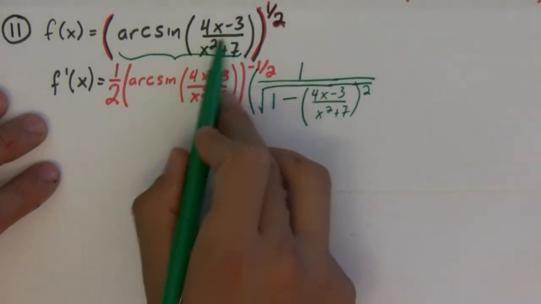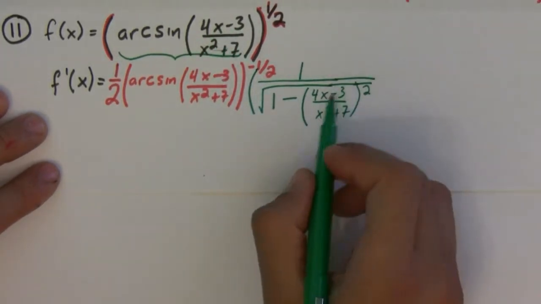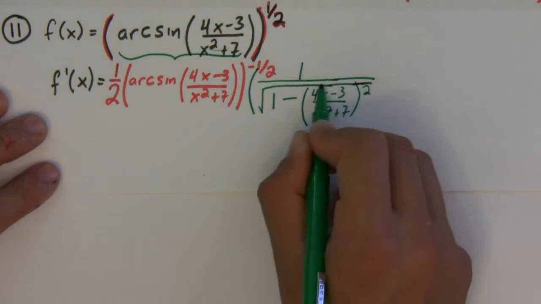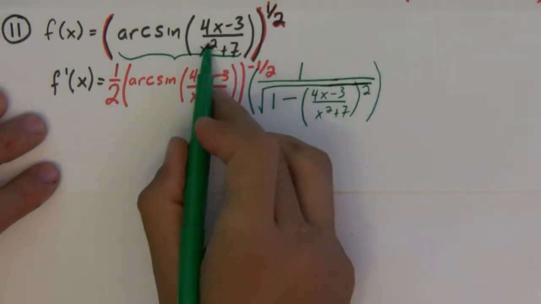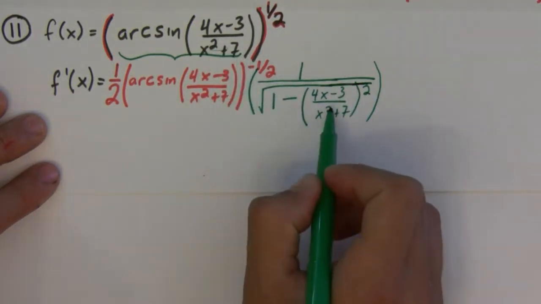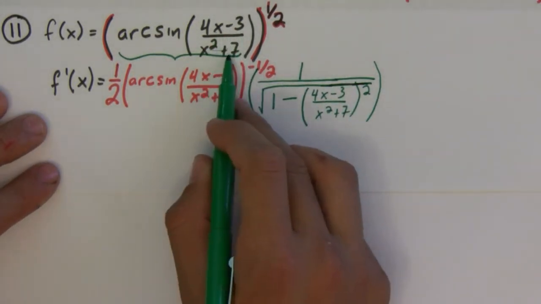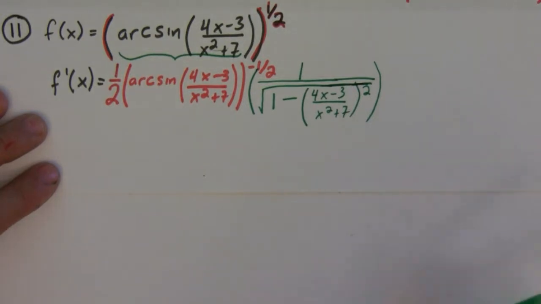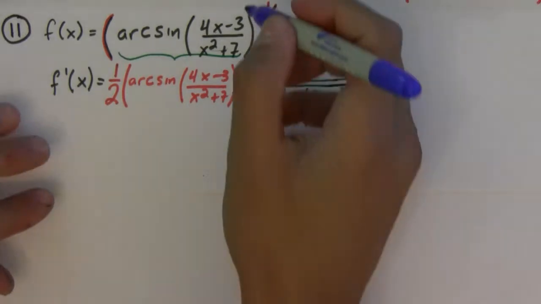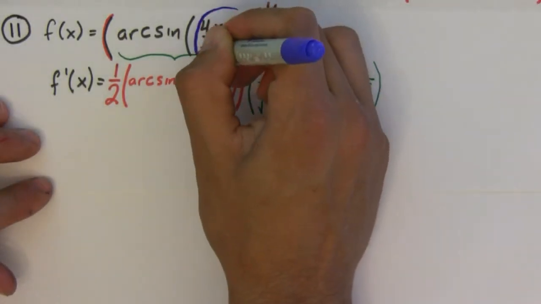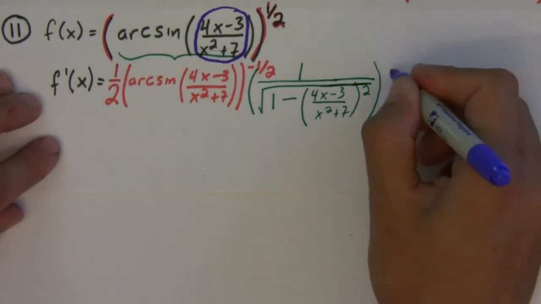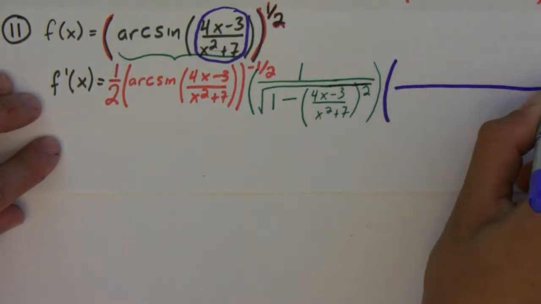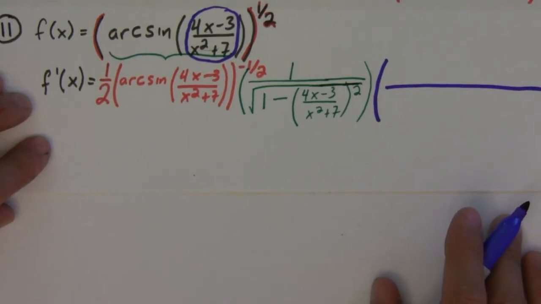So because I don't have just an x here, I have to use the chain rule, which means I have to plug in whatever it is that's the argument of arcsine. So instead of x squared here, I would have 4x minus 3 over x squared plus 7 squared. Okay, but then I have to multiply by the derivative of the inside of arcsine, which is this quotient. So that means that over here I'm going to use the chain rule.